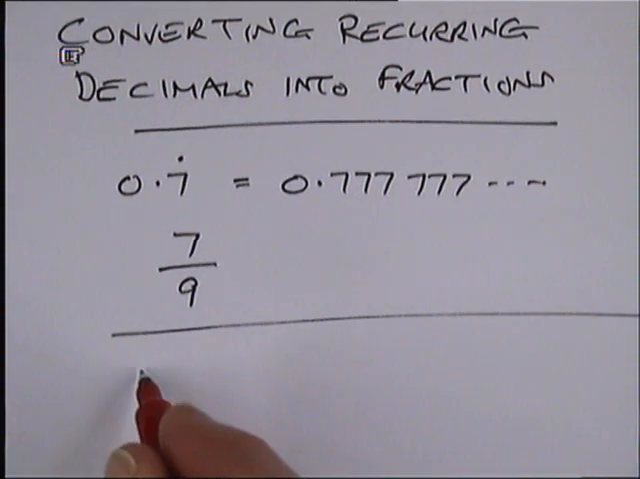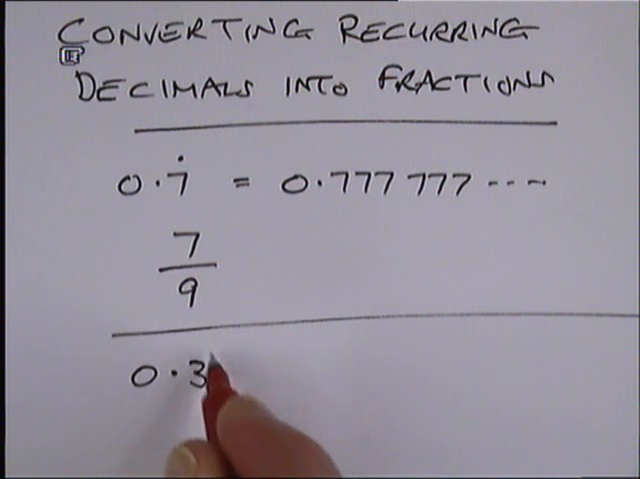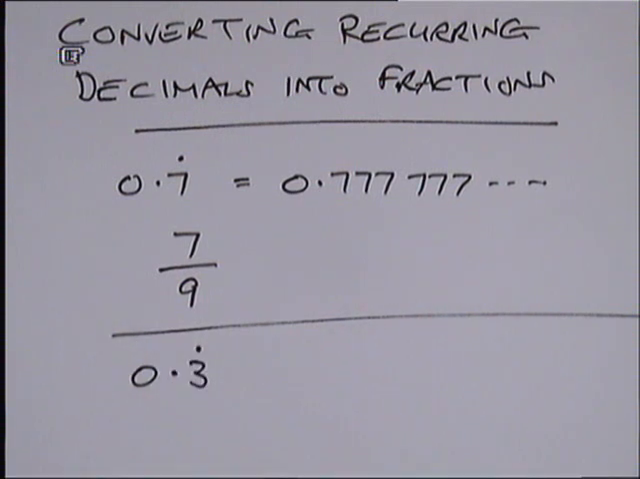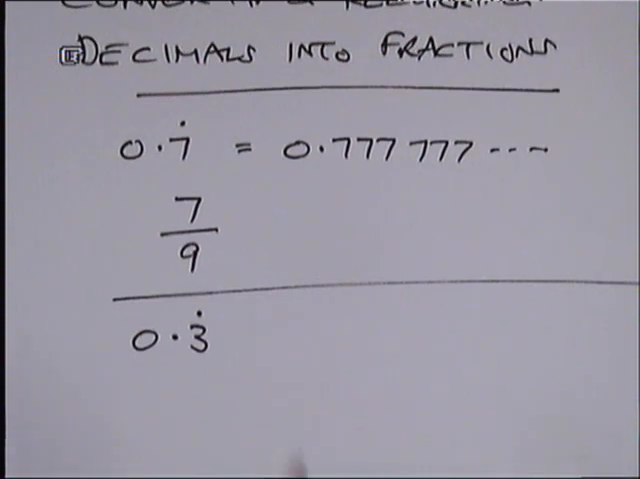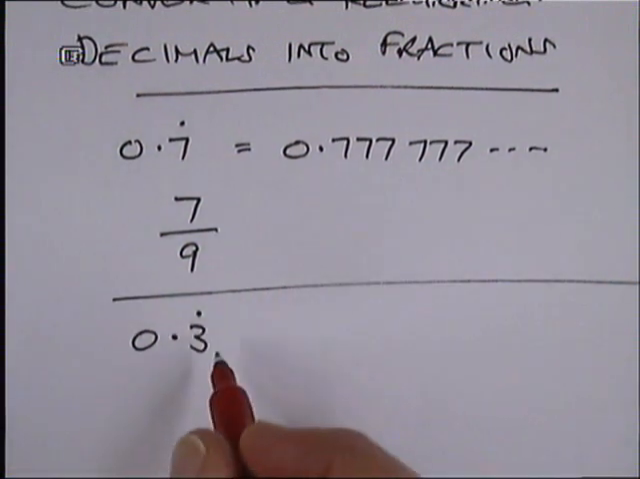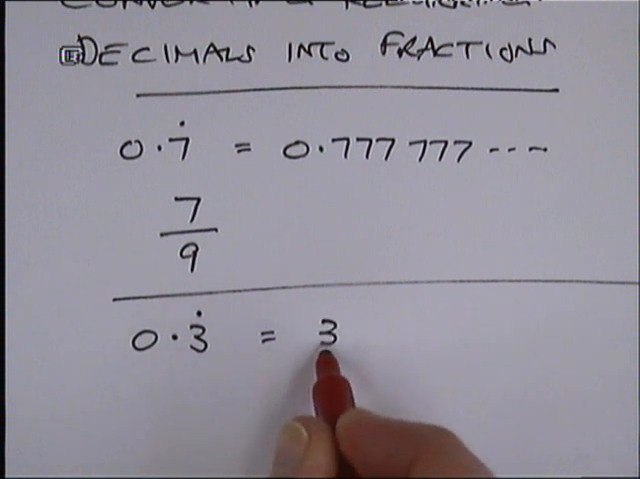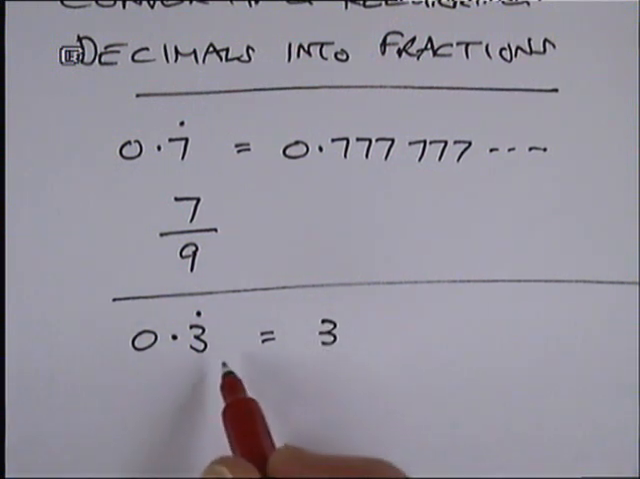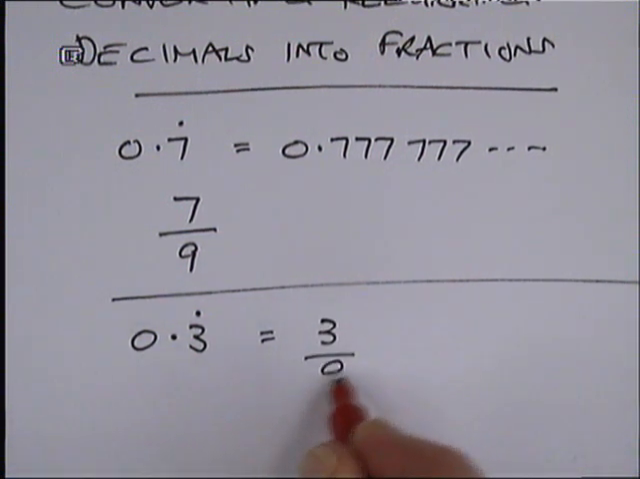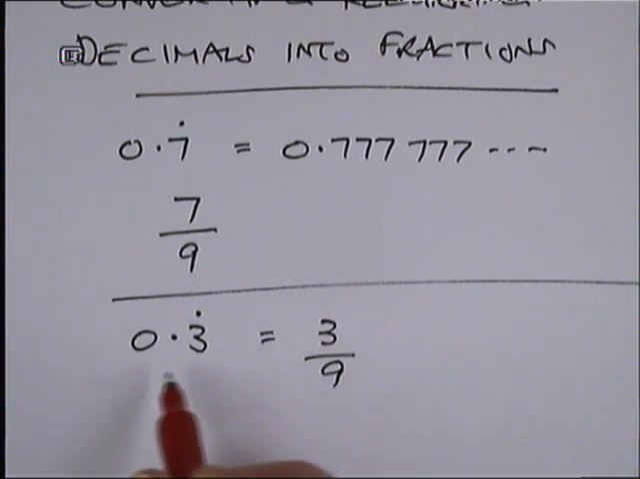If we look at another one, if we look at 0.3 recurring, now you may already know what that one is as a fraction. Well, following the system we've done up here, it's one digit that's recurring. It's just a 3 that's recurring. So we'll write that down. And because it's just one digit that's recurring, we write one 9 on the bottom. So 0.3 recurring is the same as 3/9, 3 over 9.